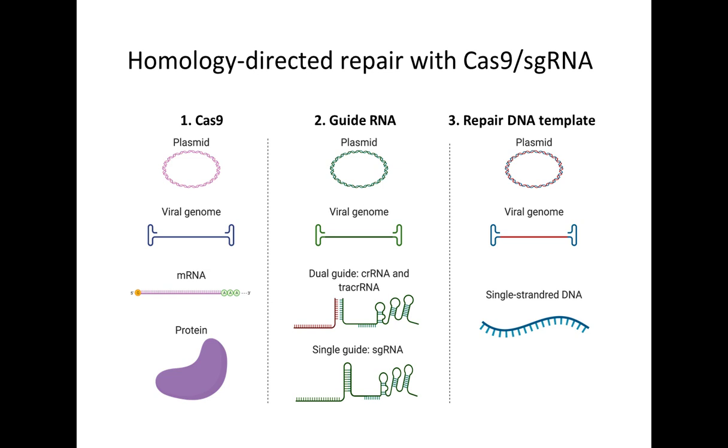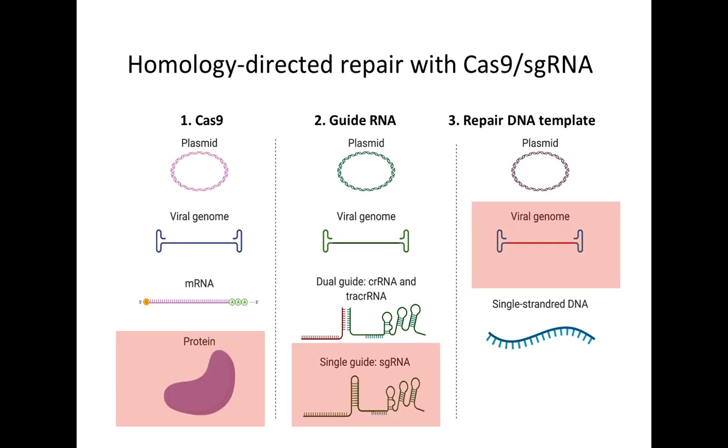And the repair template can be delivered as a plasmid, a viral genome, or even a single stranded DNA molecule. So for HSPCs, we've learned that the most efficient way of doing this is to deliver the Cas9 as a protein. The guide is a single chemically modified guide, and the donor template as a viral genome. And so where does this weird protocol come from?